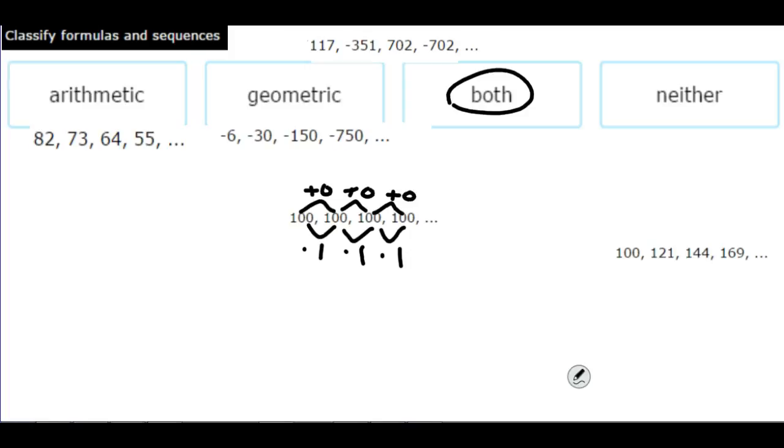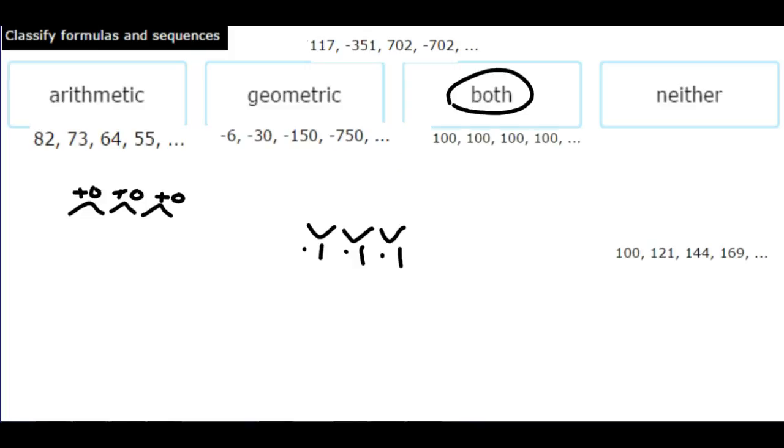It is when you have a list of numbers like this that it will fit in both categories. So when both of those are the same, this sequence will go into the both column.